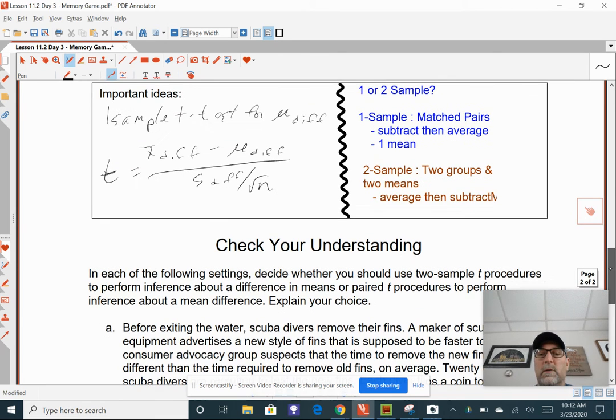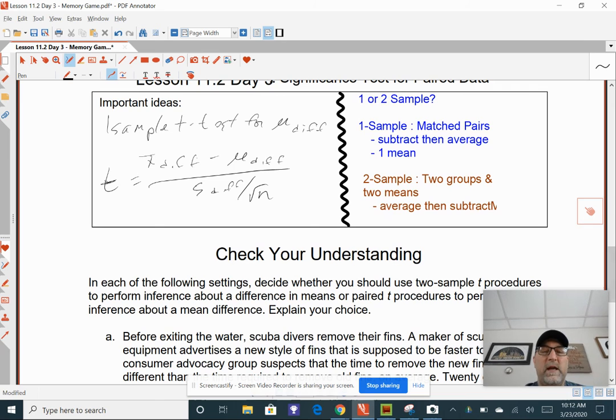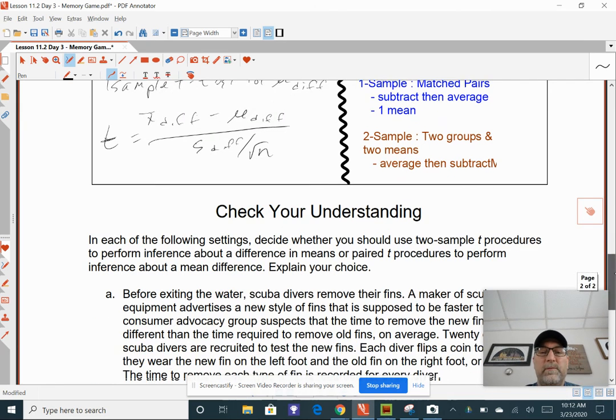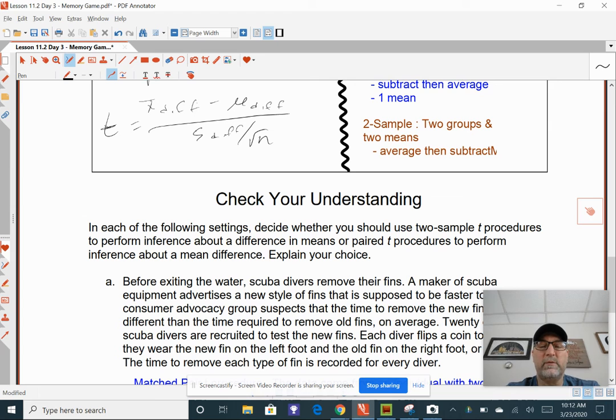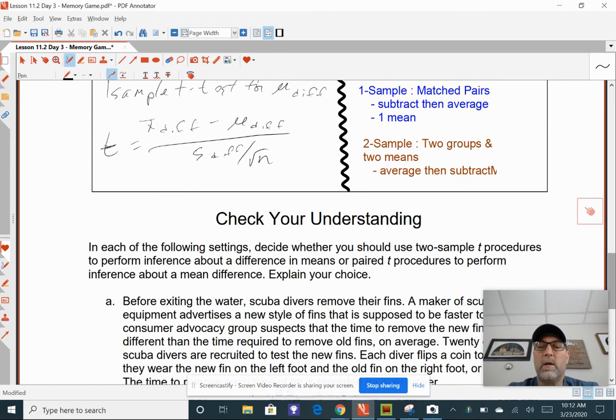All right. So to check your understanding, for each of the following settings, decide whether you should use two sample t procedures to perform inference about a difference in means, or a paired t procedure to perform inference about a mean difference. Explain your choice. So go ahead and do these three and pause the video, and I will then talk about each one real quick, and we'll be done with this one, and then I'll make a new video for just what we've got left to do.